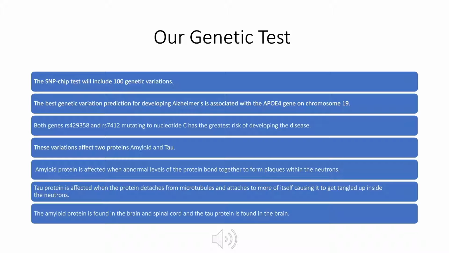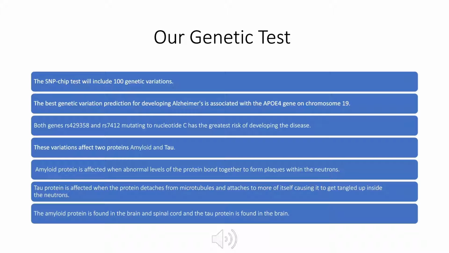There are 2 proteins that are affected by the genetic variation of APOE4. One is the amyloid protein and the other is the tau protein. The amyloid protein found in the brain and spinal cord is affected when abnormal levels of the protein bond together to form plaques within the neurons. The tau protein is affected when the protein detaches from microtubules and attaches to more of itself, causing it to get tangled up inside the neurons.